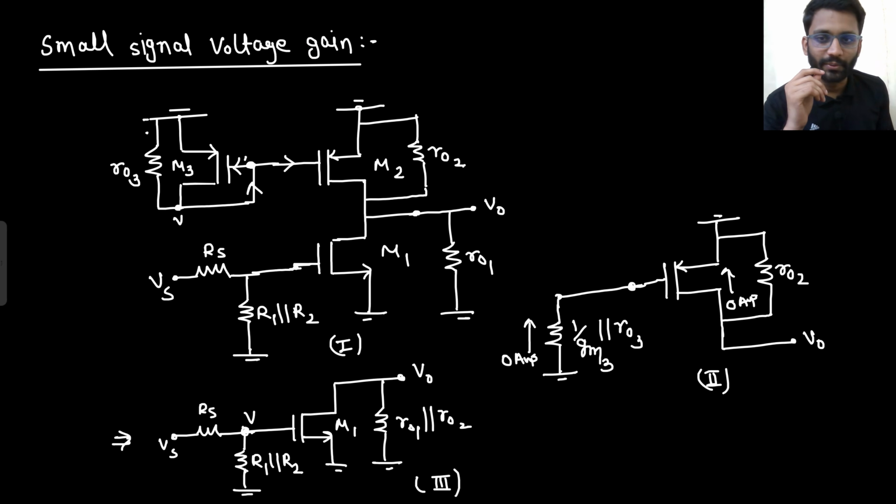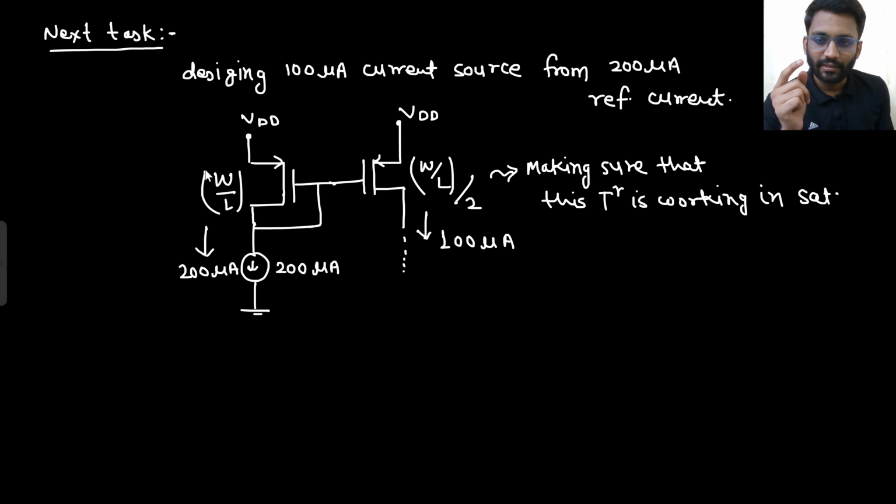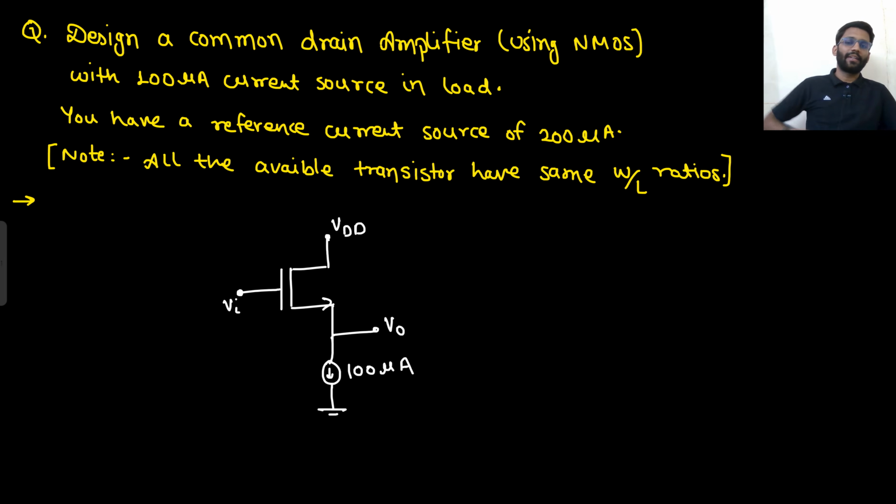Here, what did you do? Here I had a W by L ratio of W by L, and here my W by L ratio was half of the previous one. But now they have said that all the transistors have the same W by L ratio. So what will you do now? This is the question. Think about it and tell me.